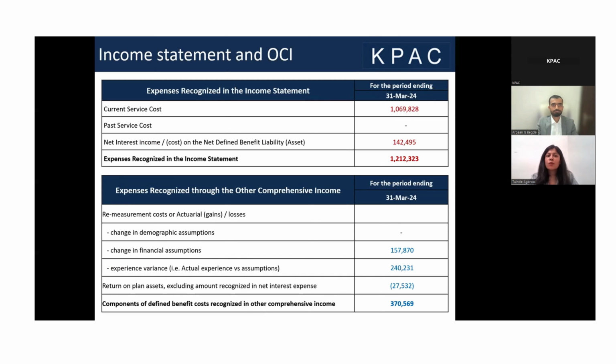So to summarize, we have the components bifurcated under income statement and OCI. The income statement components, as we have discussed, are the current service cost, the past service cost, and the net interest cost, which is the net of interest cost on liabilities and income on assets. In the other comprehensive income, we have the overall actuarial gains and losses, both on liability side and on the assets.